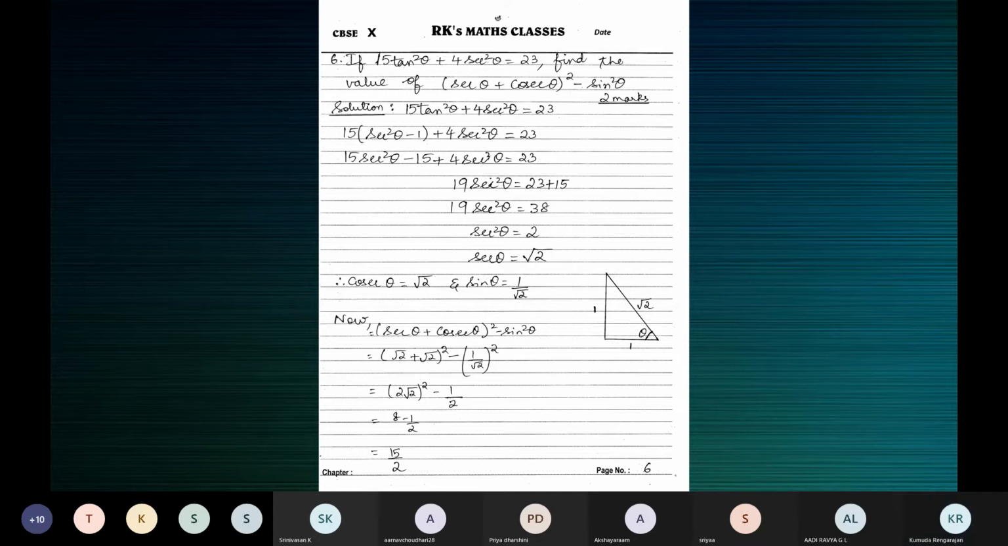So using the ratio, secant theta is equal to root 2. Secant theta is equal to hypotenuse by adjacent. So you would have filled the hypotenuse in the adjacent side. By using Pythagoras theorem, we find the opposite side.